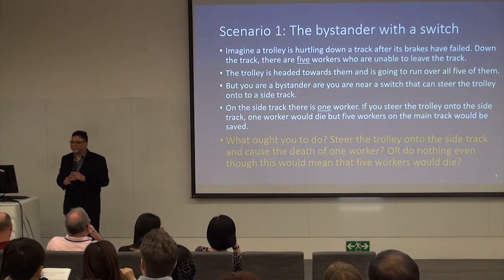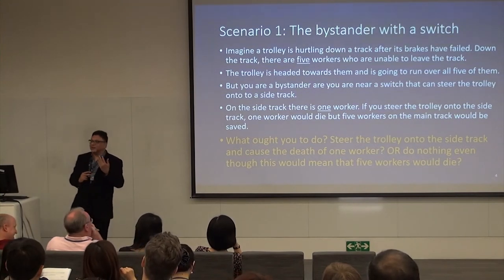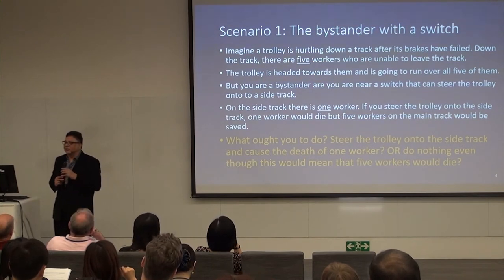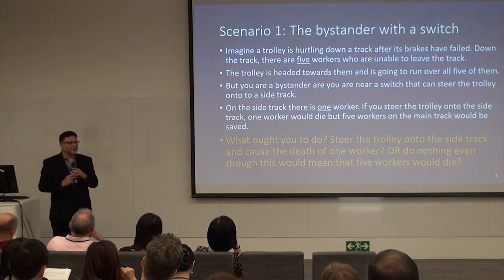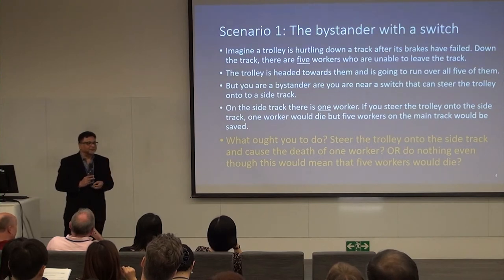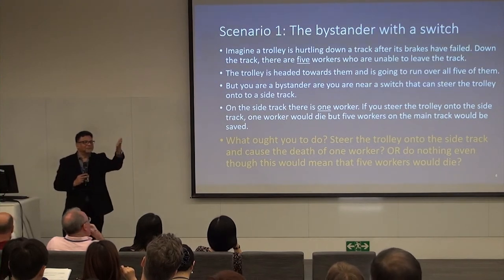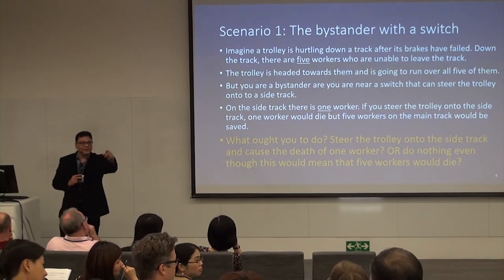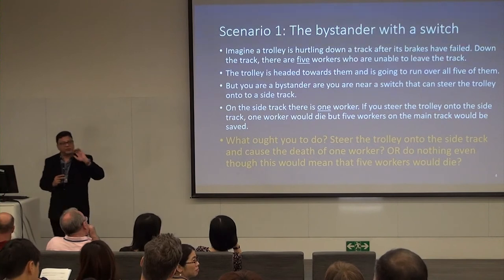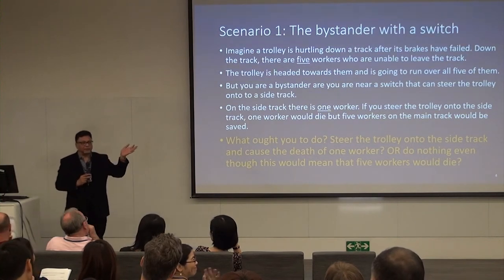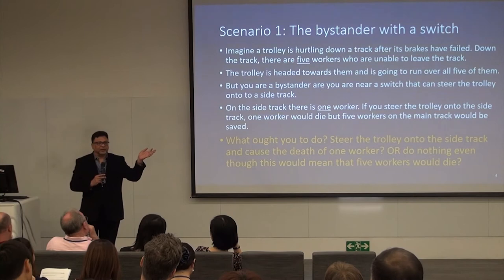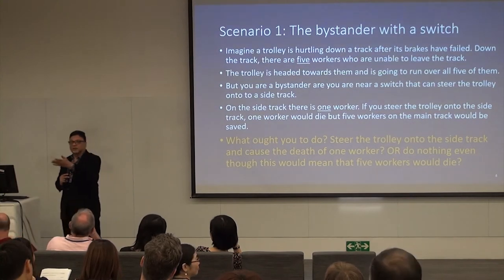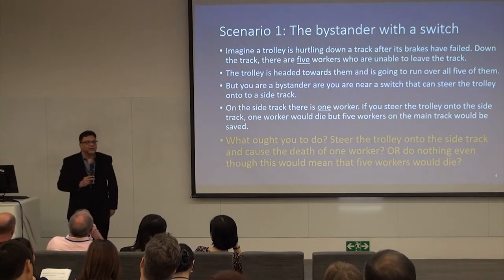Okay. So let me ask those in the majority who were going to steer the trolley car, what's your reasoning behind that? Yes? Somebody? Go ahead. Five versus one. Okay, so you want to prevent five people from dying and you don't mind one person dying. Okay? All right. Any other thinking? Any other reasoning?